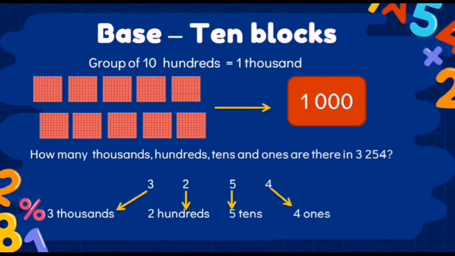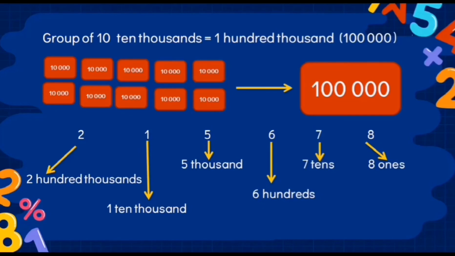Now moving to the next slide. Yes, a group of 10 ten-thousands is equal to 100,000. So you can see here 10 blocks of 10,000 that make 100,000.